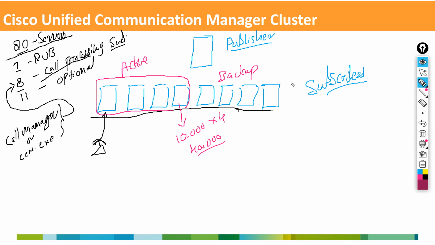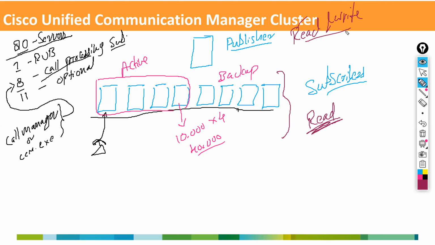Whatever database we have in the subscriber, it has only read access. If you log into any subscriber, call processing or normal subscriber, you only have read access. If you have read access, is it possible to register the IP phone? Is it possible to activate services? Delete something? Modify something? Nothing happens. Read means you just log in and have a look. But on the publisher, you have read and write access.